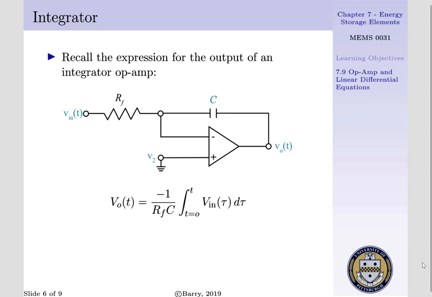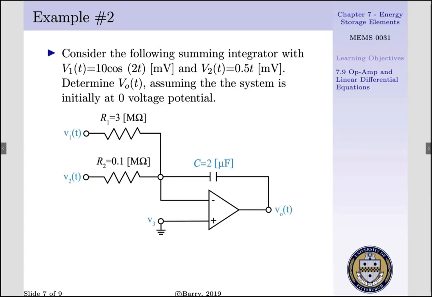Now let's recall the expression for the output voltage for an integrating op-amp. Our output voltage is going to be equal to minus 1 per RFC times the integral from t is equal to 0 to t of v n of tau d tau. Now let us consider an example using a summing integrating op-amp.